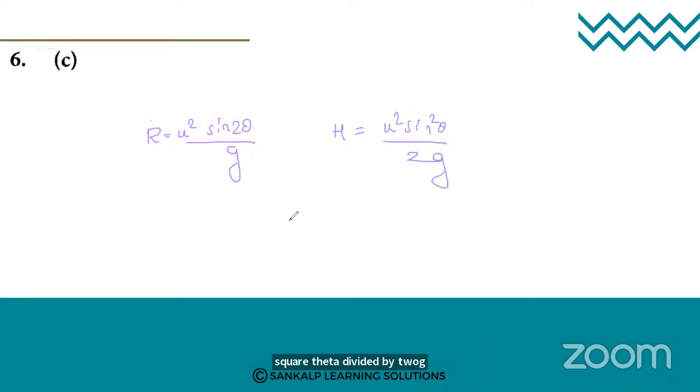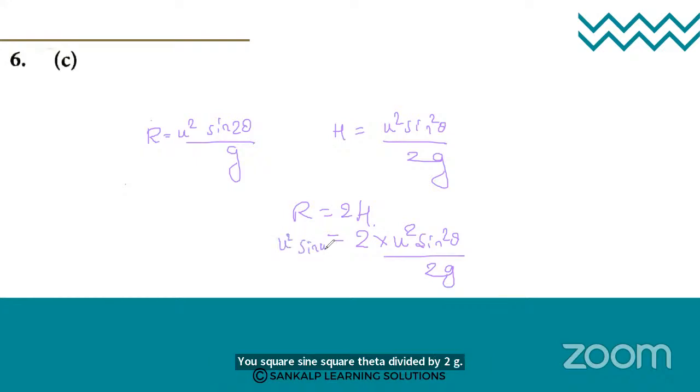Yes. So what are they saying in the question? They are saying that the range on a horizontal plane is twice that of the height, correct? So if the range is twice the height, then R is equal to 2h. Keep the 2 as it is and substitute the h value now. So the h value is u square sine square theta divided by 2g, and the R value is u square sine 2 theta divided by g, correct?